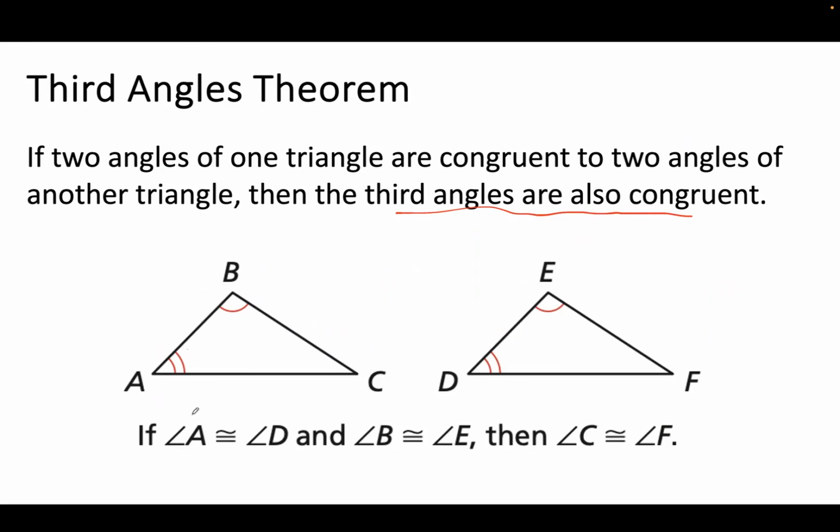Okay, so this is the name of the theorem we'll be using. If I know A and D, the double arcs, and B and E, the single arcs, are congruent, we can conclude, once again, a conditional statement. If this is true, then our conclusion is that the third angles, C and F, also have to be congruent, right? So if A and B are together 150 degrees, that forces C, which means it forces F, to be 30 degrees, whatever gets me to 180. So this is our third angles theorem.